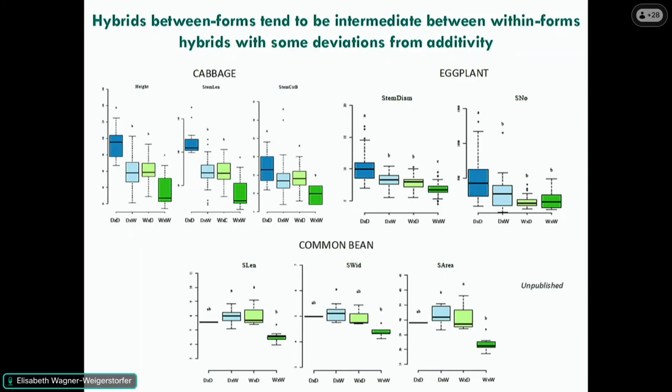So we are not exactly sure now how to analyze this data. We are thinking about it because the original idea was to look for hybrid defects in crosses. We find some evidence of hybrid defects in some species, but for most traits, we didn't find this.